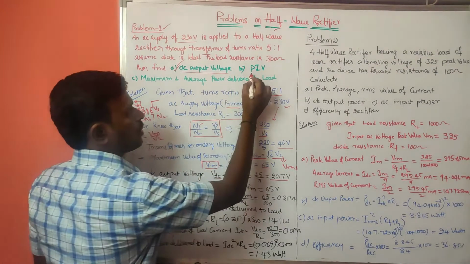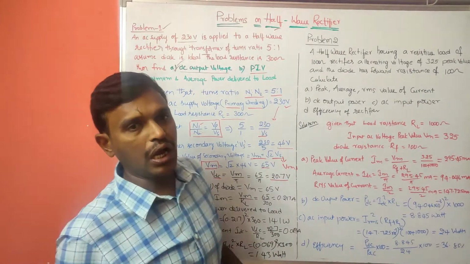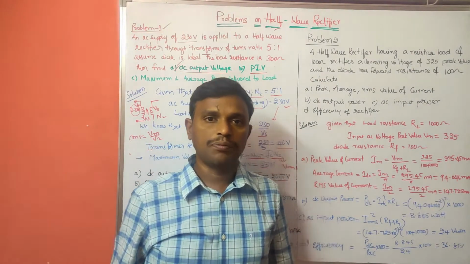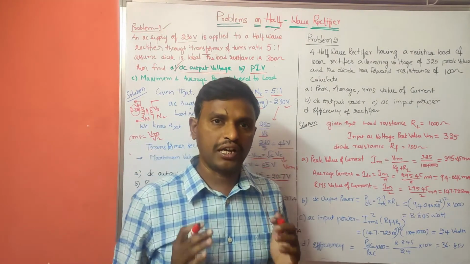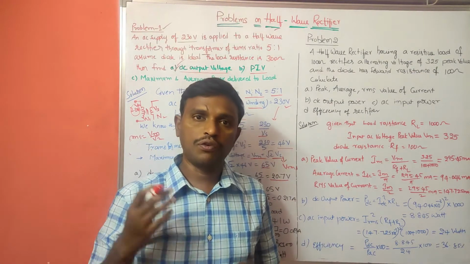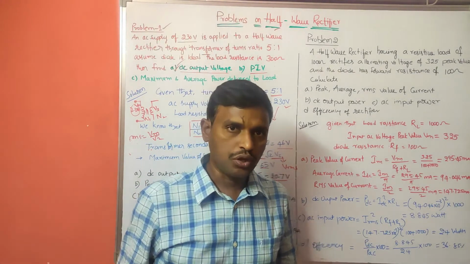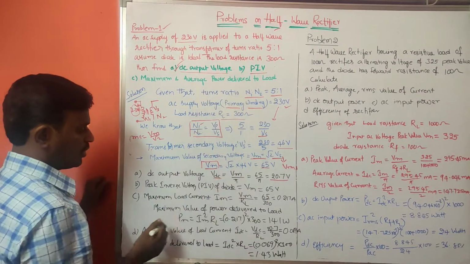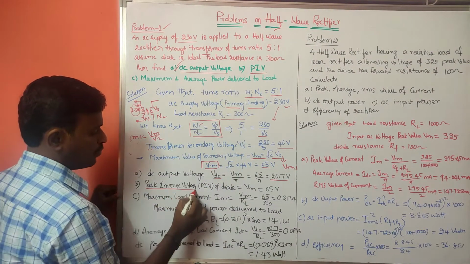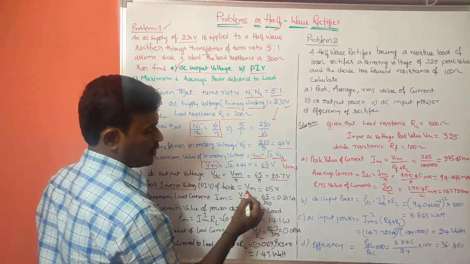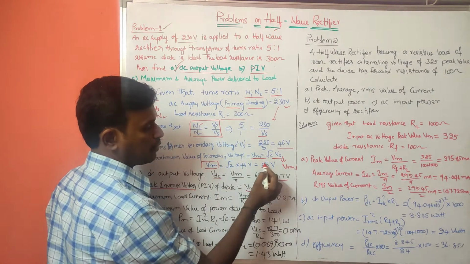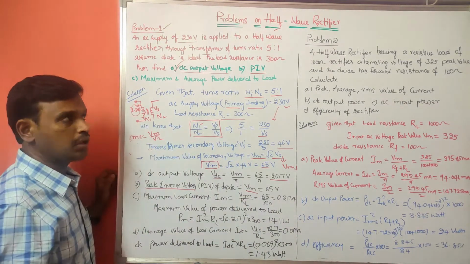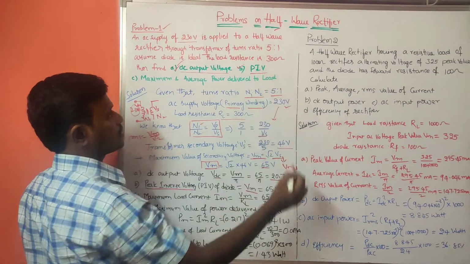And what about the peak inverse voltage? We have the formula directly: the peak inverse voltage of a half-wave rectifier is Vm, and for a full-wave rectifier it is 2 Vm. So here we have a half-wave rectifier, so the PIV, the peak inverse voltage of the diode, is equal to Vm. The Vm value we have is 65 volts. So that is about the peak inverse voltage.